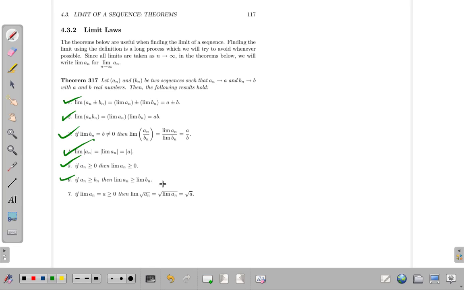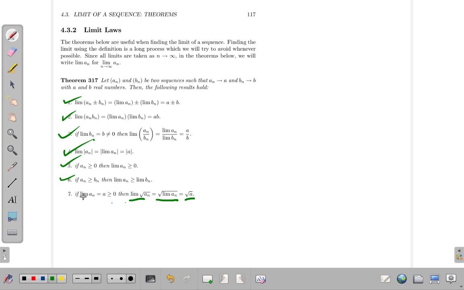Let's look at this example of the seventh result of our limit theorem. It is saying that if the limit of an is equal to a, where a is greater than or equal to 0, then the limit of the square root of an is equal to the square root of the limit of an, which is the square root of a.